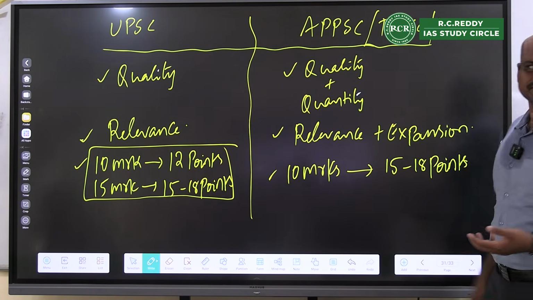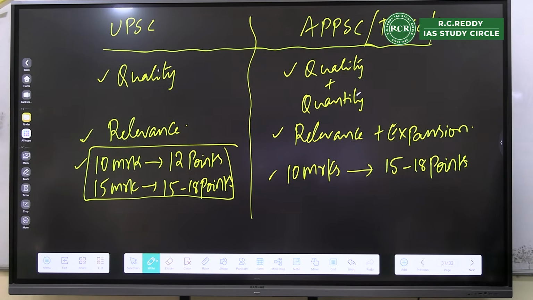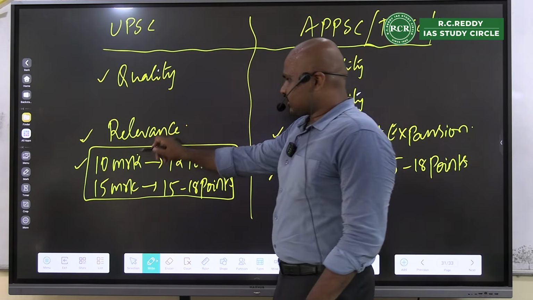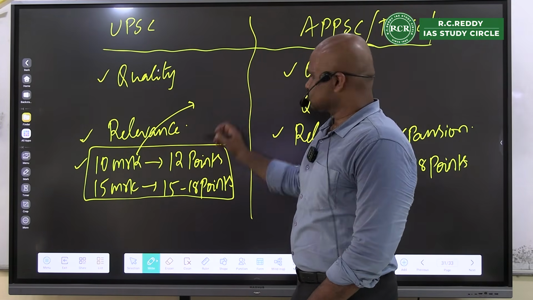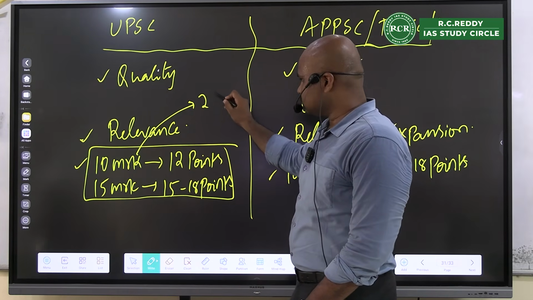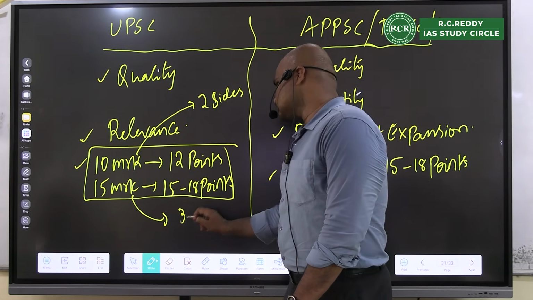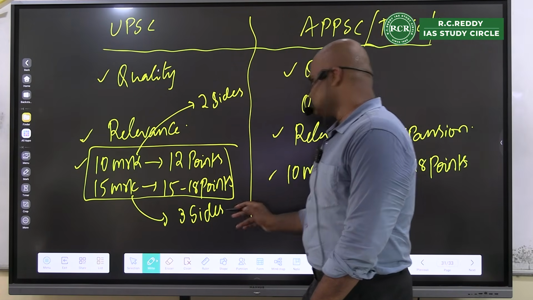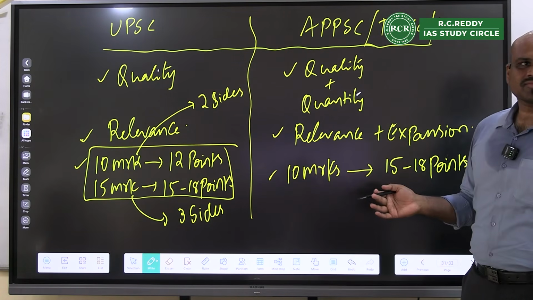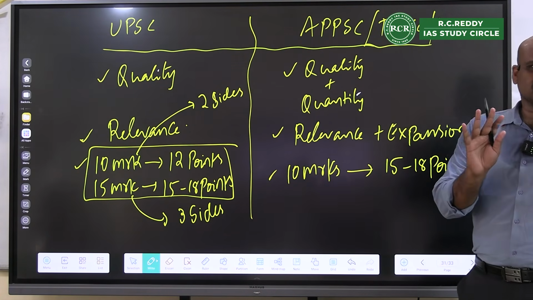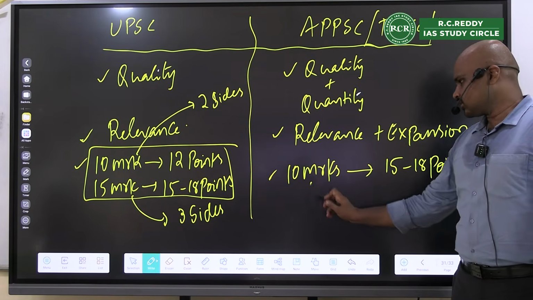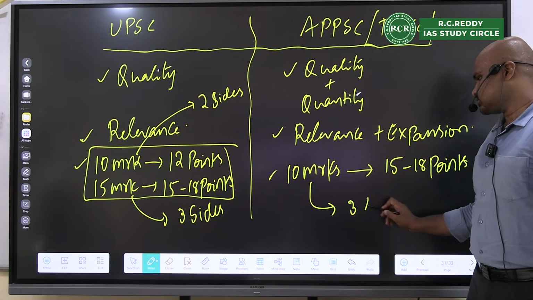అర్థమైందా గేమ్? For a 10 marker I need to have 15 to 18 points at any cost. Now for a 10 marker, how many sides am I writing here? 2 sides. For a 15 marker I am writing 3 sides. All 15 markers and all 10 markers, 3 sides.